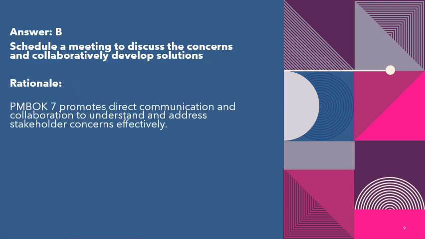The answer is B, schedule a meeting to discuss the concerns and collaboratively develop solutions. The rationale of this is PMBOK 7 promotes direct communication and collaboration to understand and address stakeholder concerns effectively. And I will say, yes, it's important that everyone feels heard, and it's also important to be able to talk about stakeholder requirements and also project team and process limitations, and make sure that everyone's always on the same page about those things.